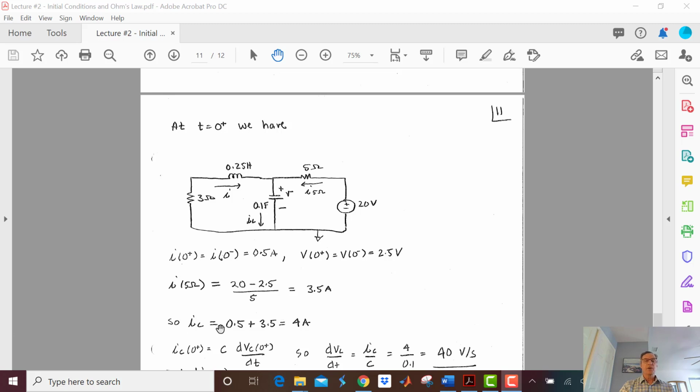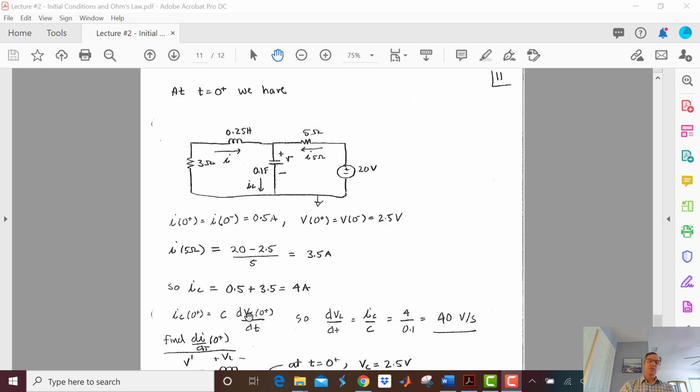And the current in the capacitor, how am I going to get that? Well, I know I have 3.5 amps coming this way because I just figured that out. But remember, I know that I have a half an amp in this inductor, and that's not going to change. So I got a half amp going that way. I got 3.5 amps going that way. That's going to give me 4 amps in that capacitor. So I can easily find dVc dt. It's just going to be IC over C, which is 4 divided by 0.1 is 40 volts per second.